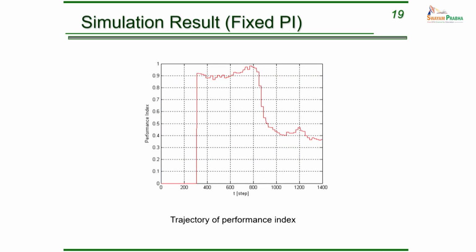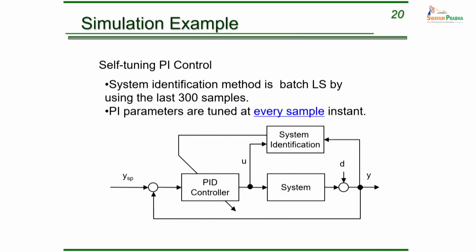Here is the performance index. The performance index for the first 800 samples is quite good. It's almost 0.95, very close to minimum variance control. But as soon as the delay changes, the performance drops significantly.